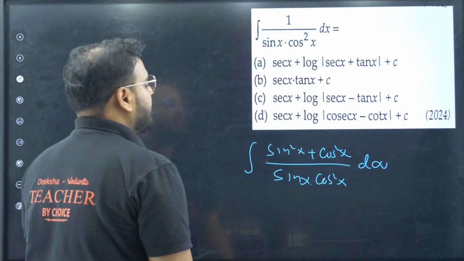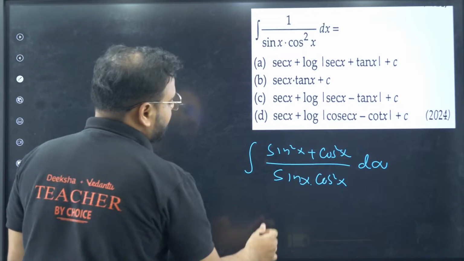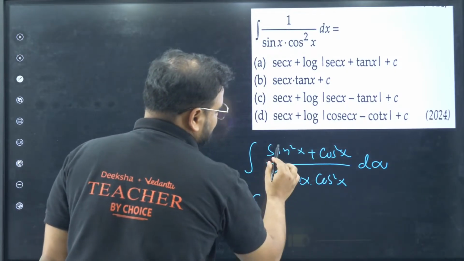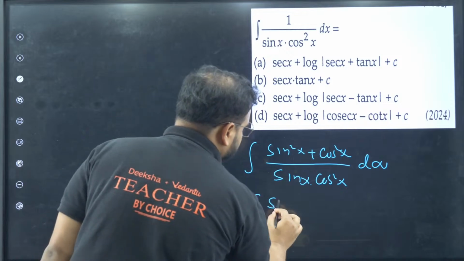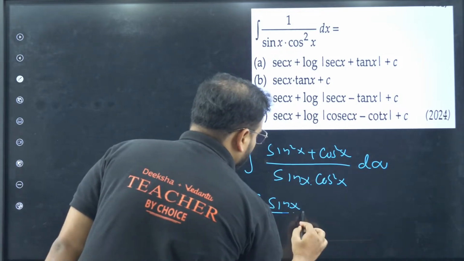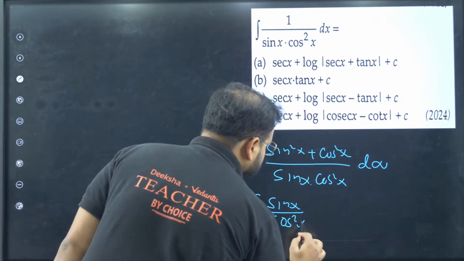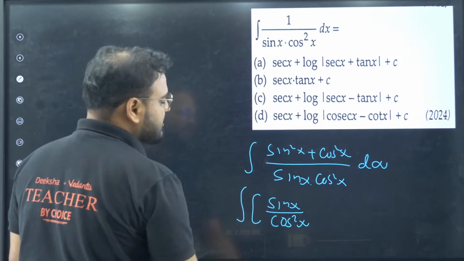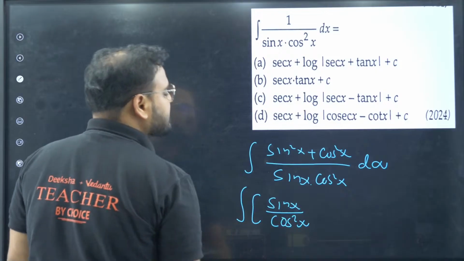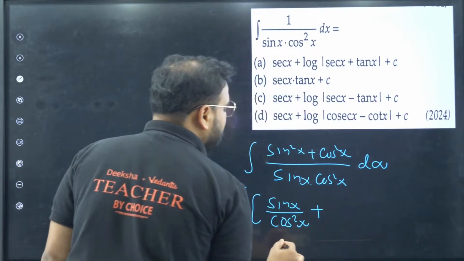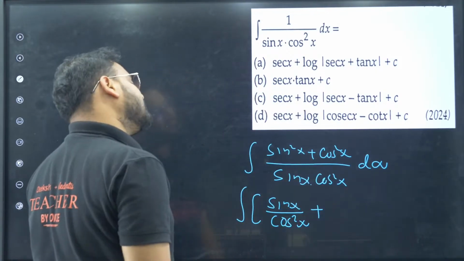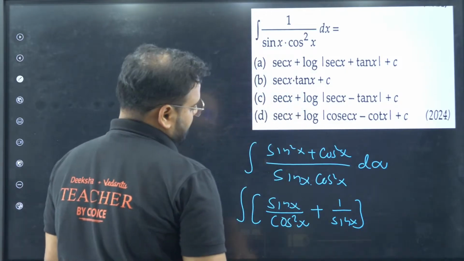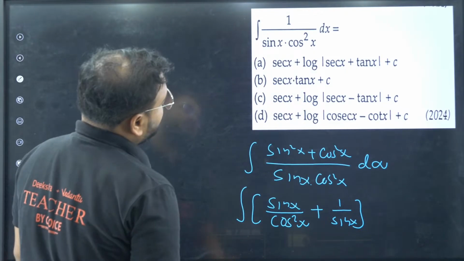What will be there, sir? You can separate the terms. You will have sin square x by sin x cos square x. Because you have sin square x over here and only one sin x, you cancel one of the terms. You will have only sin x left in the numerator, and cos square x remains as it is. For the next term, cos square by cos square will be cancelled, and you have 1 by sin x left.